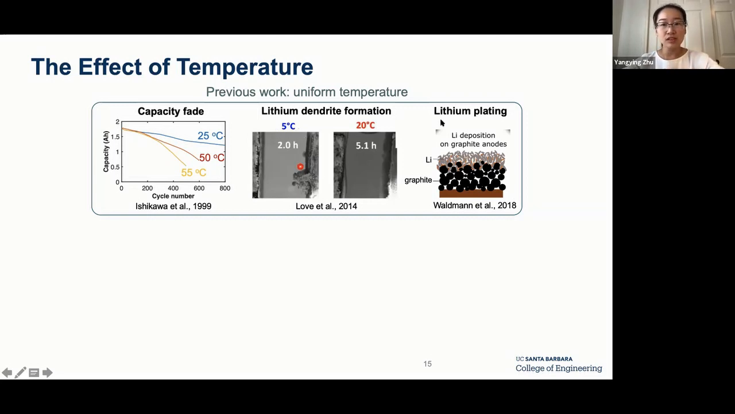And you can also envision lithium plating, right? At really low temperatures, the slow kinetics will cause lithium ions to plate as lithium metal on a graphite anode instead of intercalating into the graphite. So there's a lot of nice work to understand how a uniform temperature environment impacts batteries.